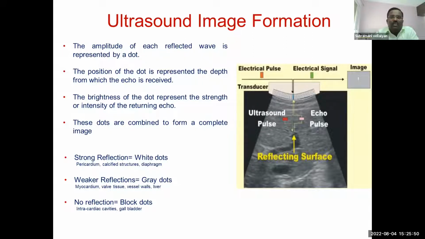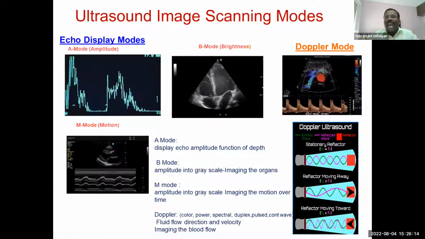Strong reflections are represented by white dots, in areas like the pericardium, calcified structures, and the diaphragm. Weaker reflections are represented by gray dots, like valve tissues, vessel walls, and liver. No reflection means black dots, like the gallbladder. So this is how image formation takes place. Coming to the image scanning modes.